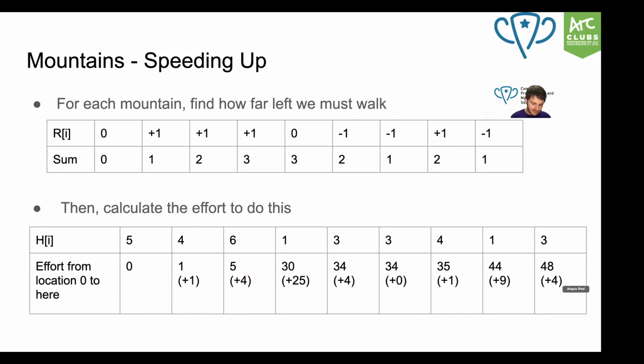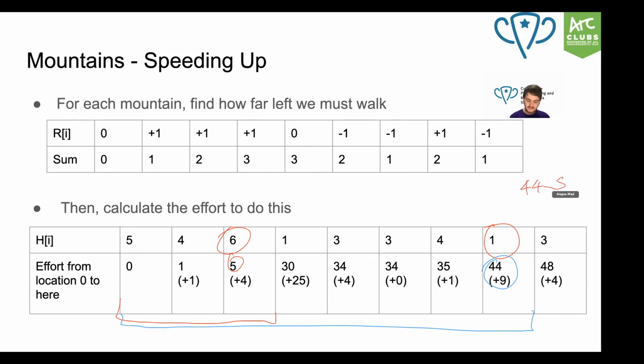So to calculate the effort taken to walk, for example, from this 1 to this 6, well, this value here is the effort taken to walk from the start all the way to us. And then this 5 here is the effort taken to walk from the start to here. So if we go 44 minus 5, that will give us the effort taken to walk from here to here. This technique is called a prefix sum because we have a sum of the prefixes. And so we use that to quickly calculate the distance taken to walk from one place to another place.